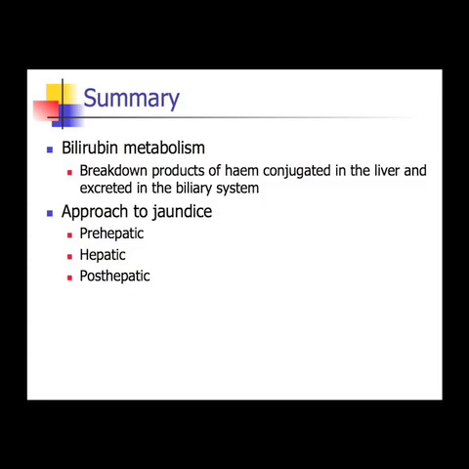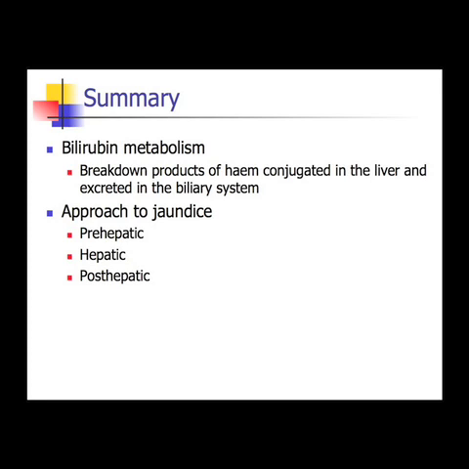Okay, so to summarise what we've discussed in this podcast about jaundice, we've gone through the basics of bilirubin metabolism. And that's the process by which the breakdown products of hemoglobin, the heme, form unconjugated bilirubin, which is water insoluble, and that this is taken up by the liver and converted to the water-soluble conjugated form and excreted in the biliary system.